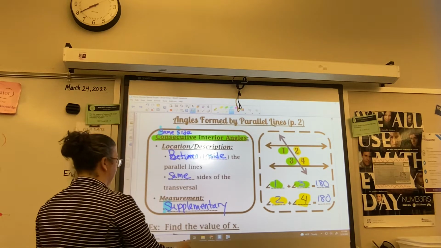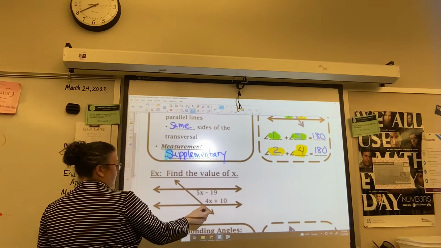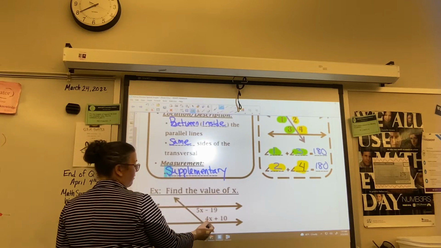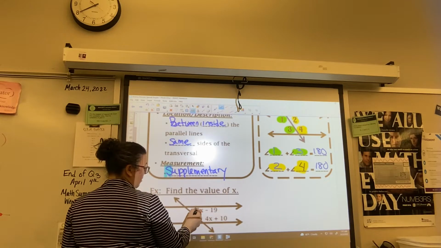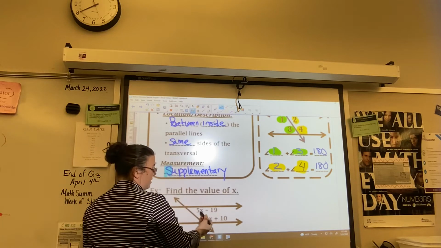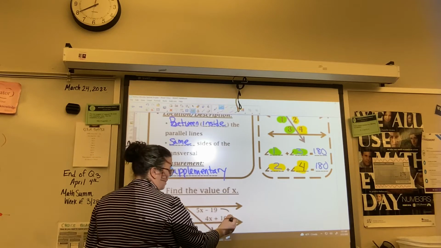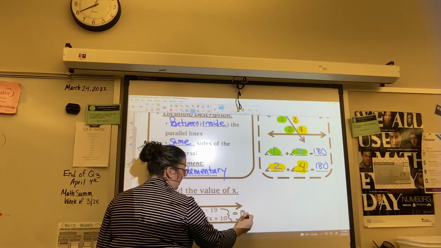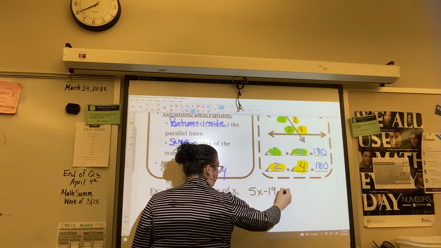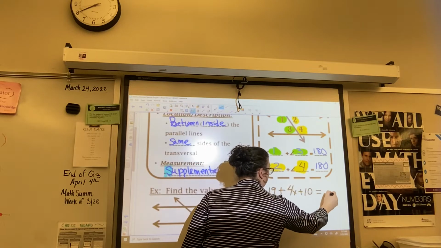Okay. So if I'm looking at the example down here, these two are on the same side in the same space as 2 and 4. So this acute angle and this obtuse angle, they're not going to be equal to each other. But if I take 5x minus 19 and I add it to 4x plus 10, together they should equal 180. So my equation would say 5x minus 19 plus 4x plus 10 equals 180.